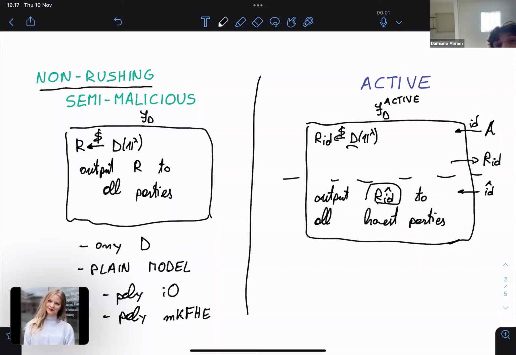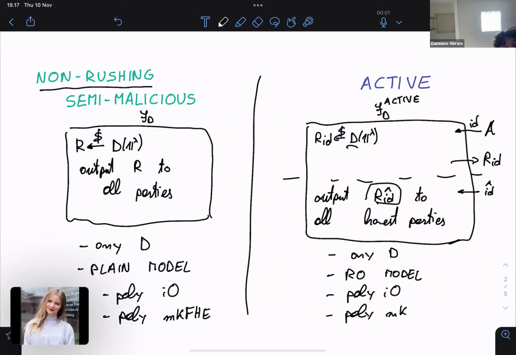Okay, what did we obtain in the active setting? So we again built distributed samplers for any distribution D, but we had to move to the random oracle model. And in subsequent work, we proved that this is necessary. And our assumptions are more or less the same. So polynomially secure IO, polynomially secure multi-key FHE, and also NISIX, of course, polynomially secure ones. So the goal for today is to explain how to build distributed samplers in this setting, so in the non-rushing semi-malicious setting.